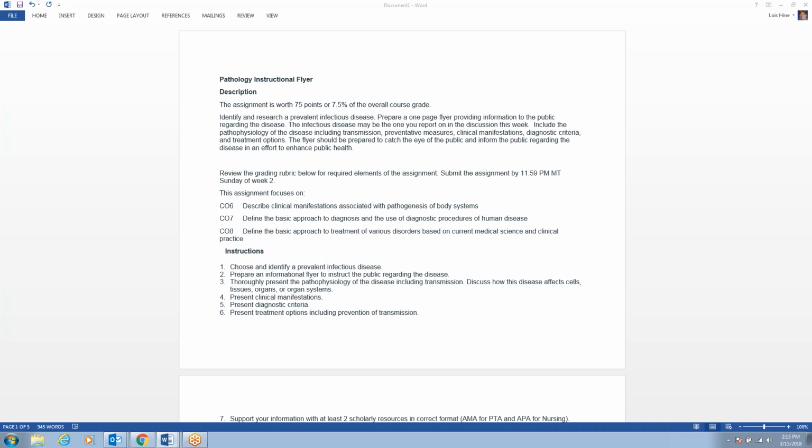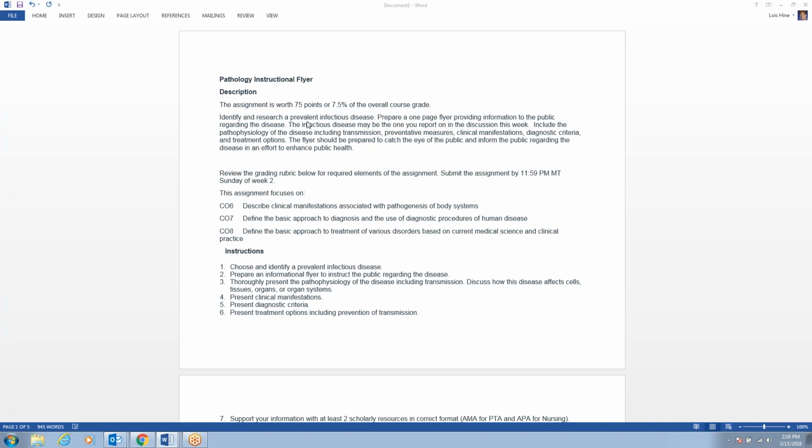This is your assignment. And you're already in the threads looking up and getting a lot of information on a disease. So I would use that because then you've already got some of your research done, you've got some references, and you've got a good start on this. So let's look over here at what you're going to do.